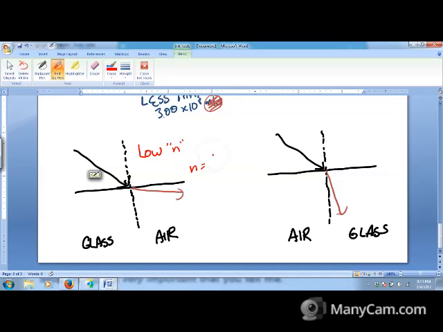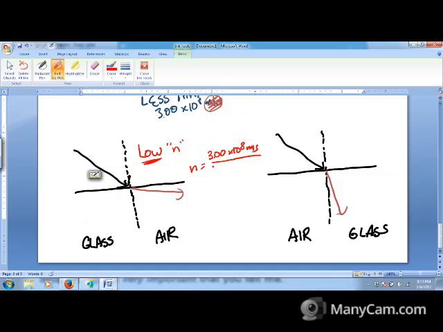Again, because n equals c over v. Because c is a fixed value, the velocity is going to be really, really close to 3.00 times 10 to the 8th. It's going to be really close, so it's going to be around 1. So it's going to have a relatively low n.